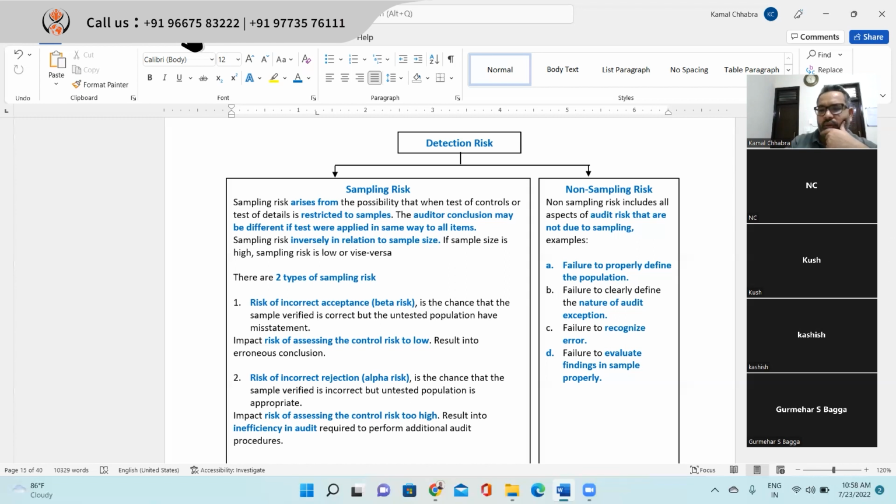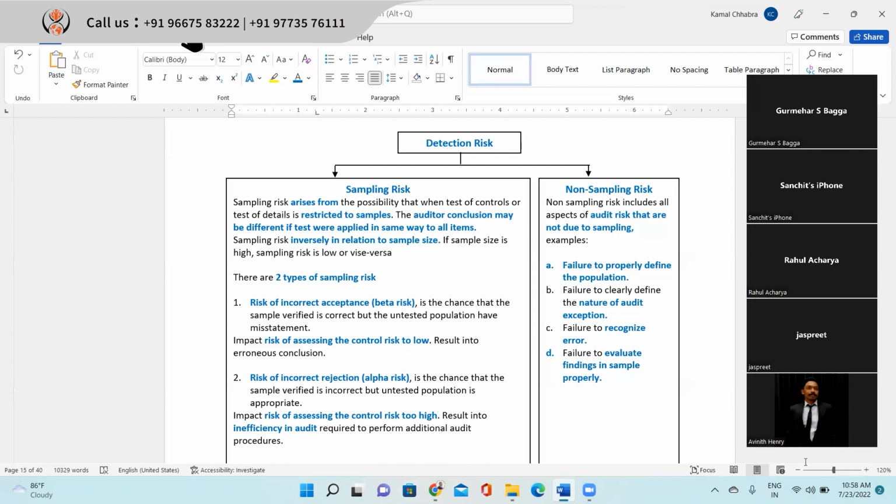Yeah, Gurmehar. Yes, sir. I want to understand, below, the conclusions written in both: the impact of assessing the control risk as too low and risk as too high. Can you repeat this once?